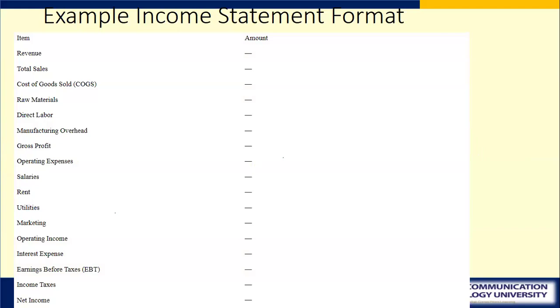So revenue, less cost of goods sold. You're talking about raw materials, direct labor, manufacturing overhead, to get a gross profit. Then you less your operating expenses: you less your salaries, you less your rent, utilities, marketing. This comes under operating expenses. Okay. Then you arrive at the operating income. Then less your interest expense to get your earnings before tax. Then less your tax to get your net income.